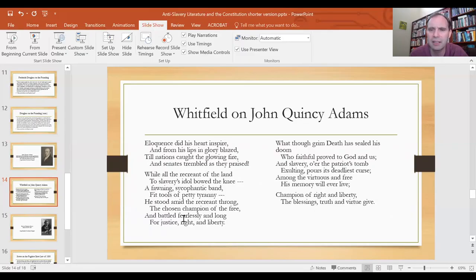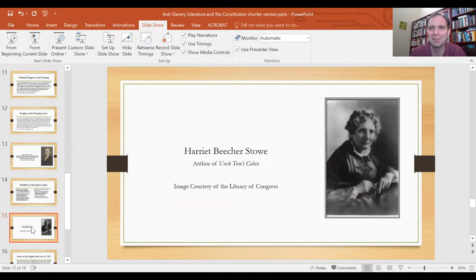What though grim death has sealed his doom, who faithful proved to God and us, and slavery o'er the patriot's tomb, exalting, pours its deadliest curse. Among the virtuous and free, his memory will ever live, champion of right and liberty, the blessings truth and virtue give." Here again, John Quincy Adams has made an argument from the Constitution before the Supreme Court to free Cinque. James Monroe Whitfield is honoring him for his heroism, as he regards it, as a constitutional lawyer.